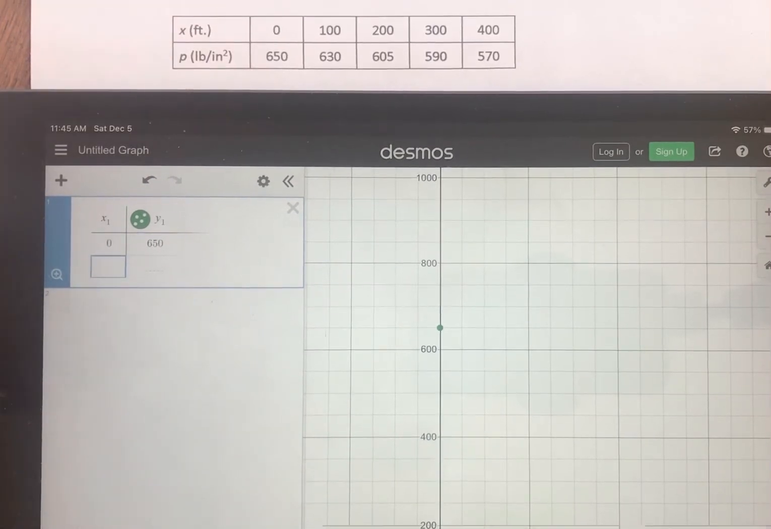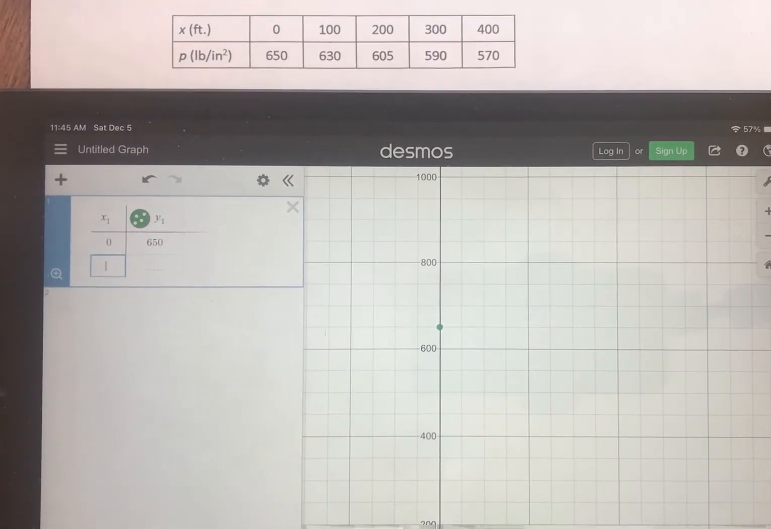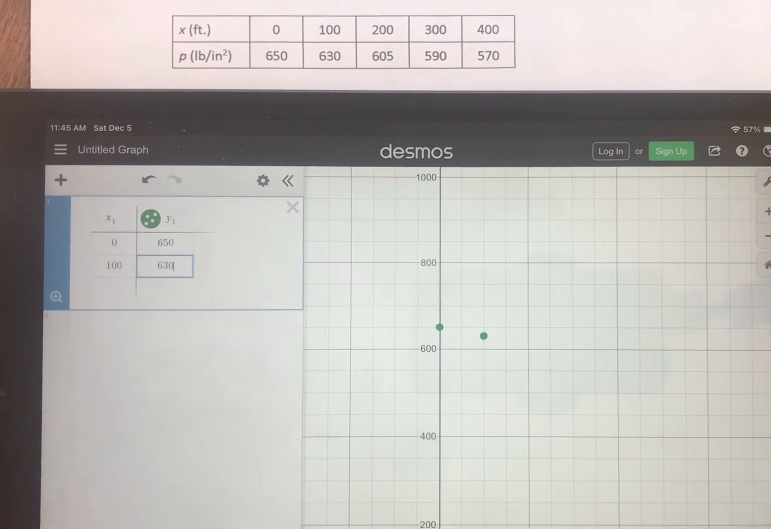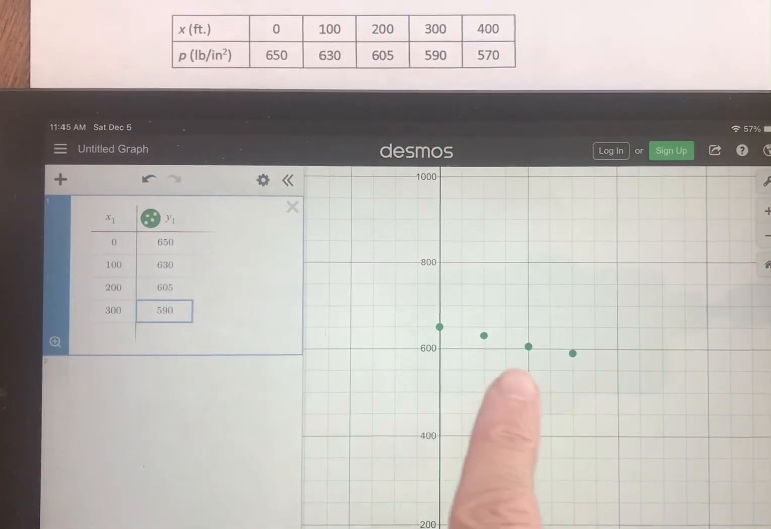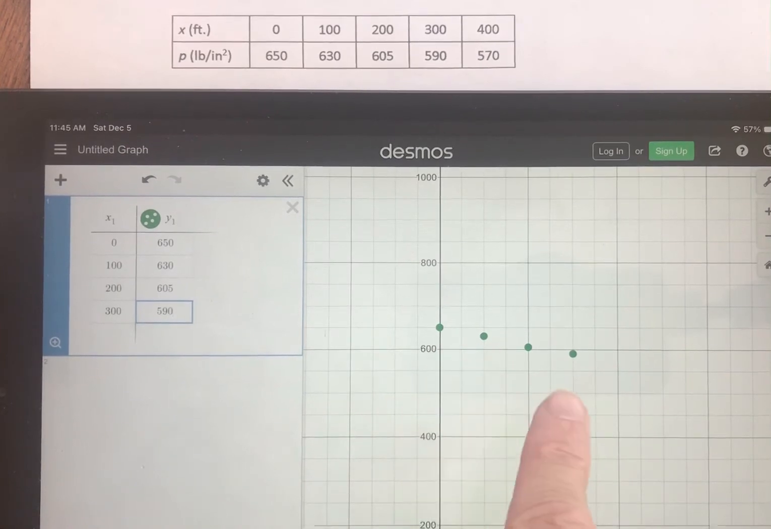Okay, let's go on down and finish, and we'll fill in these 5 rows. At 100 feet, the pressure is 630. At 200 feet, the pressure is 605. At 300 feet, the pressure is 590. Now notice here that Desmos is already plotting these points.